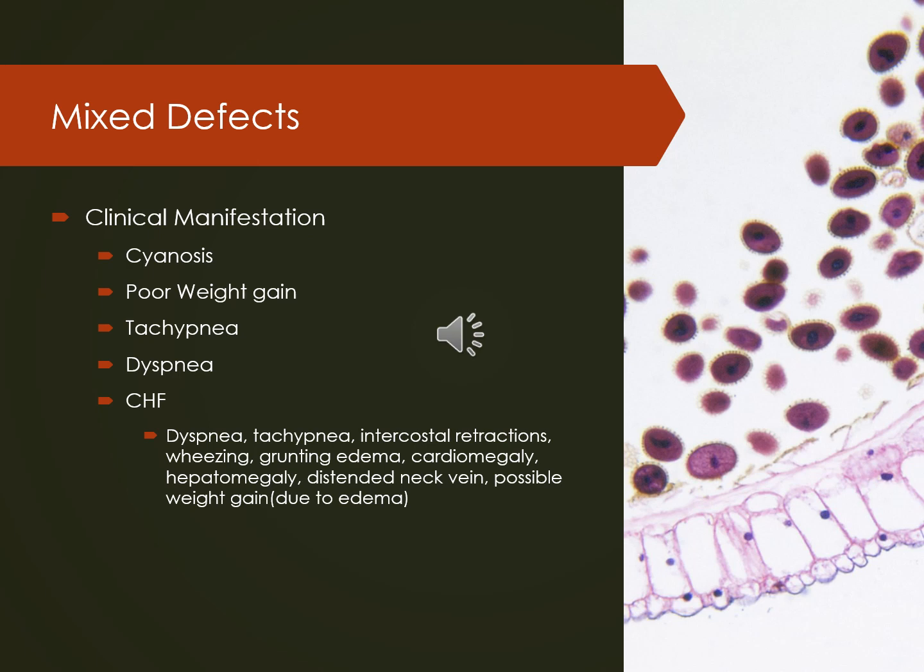With these mixed deficits, clinical manifestations that you will see are cyanosis, poor weight gain, tachypnea, dyspnea, and congestive heart failure. Again, what's congestive heart failure look like? A multitude of symptoms such as dyspnea, tachypnea, intercostal retractions, wheezing, grunting, edema, cardiomegaly, hepatomegaly, distended neck veins, possible weight gain. What's the possible weight gain from? Edema.